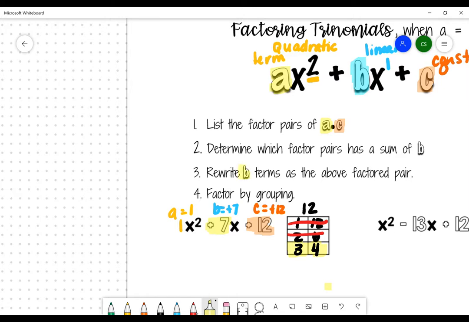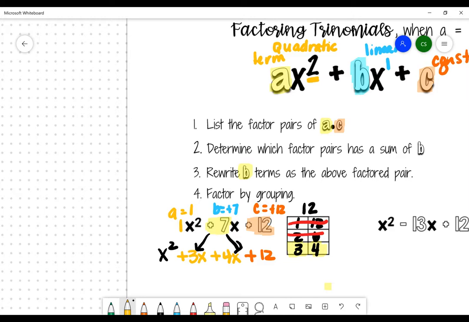Now I'm going to rewrite my b term using 3 and 4. So I have x squared, and I'm going to rewrite positive 7x with 3 and 4, which would be 3x and 4x, because if I add them together, they will give me 7x. Bring down my plus 12. So I need to know what my signs will be that's going to make this term positive if I add them. So positive 3 and positive 4.